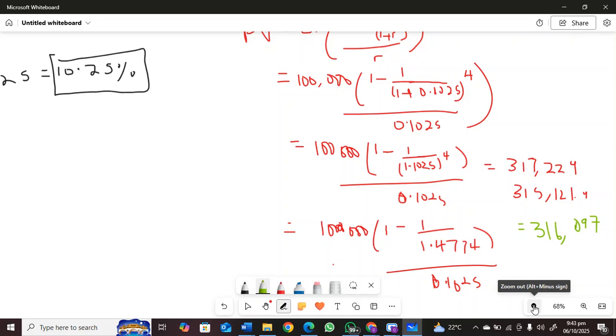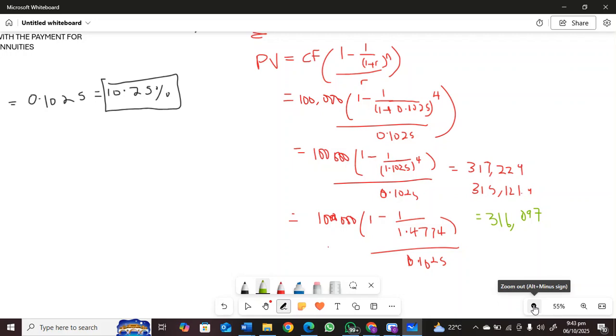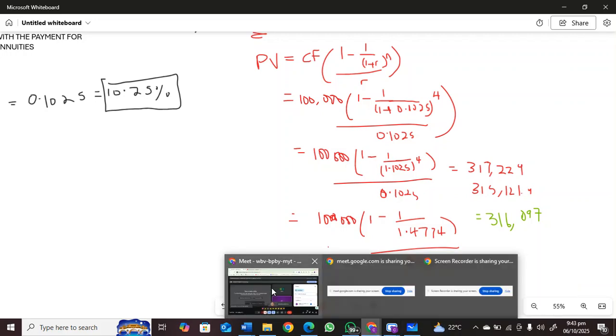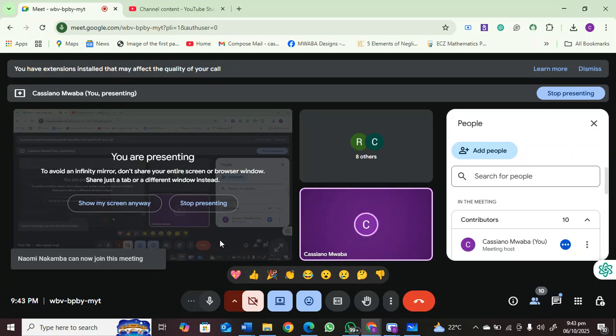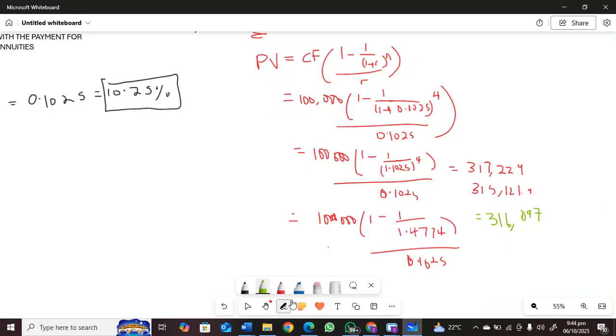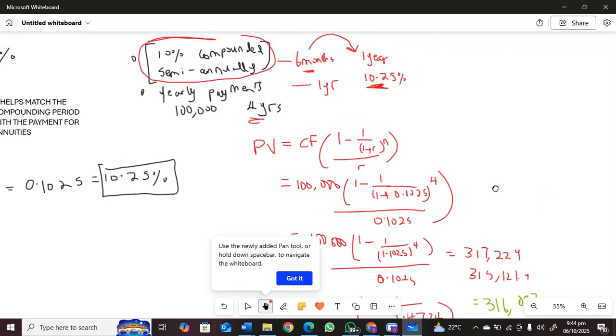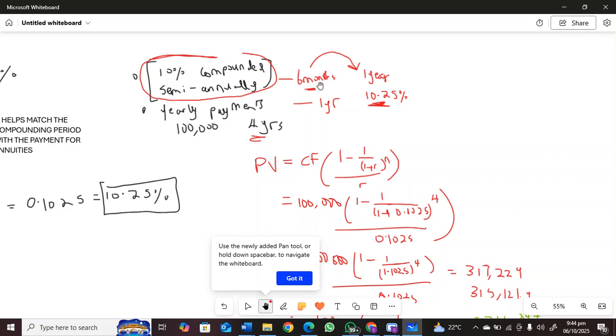Yes. So, colleagues, you only do this when in the question the compounding period and the payment period are not matching. As we saw in this example, they say it's compounded semi-annually, so the compounding period is 6 months. The payment is a yearly payment, so they were not matching. So we needed to match them. That's why we got the effective annual interest rate. And then you just solve it like a normal annuity.